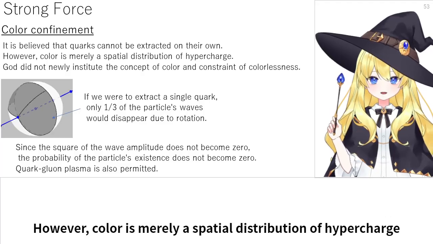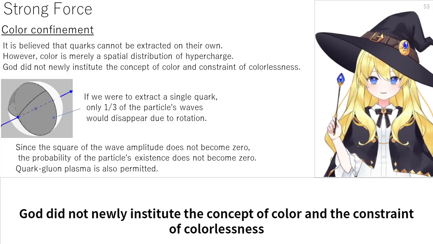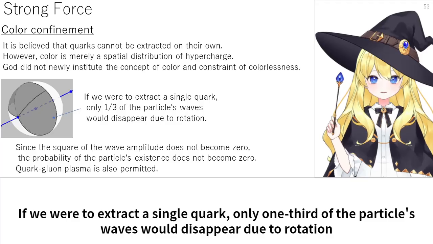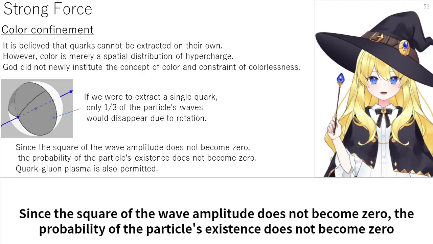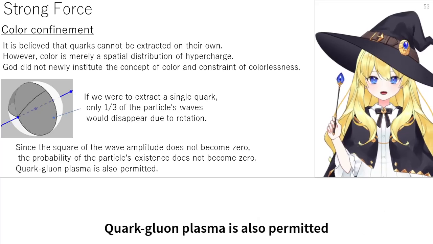However, color is merely a spatial distribution of hypercharge. God did not newly institute the concept of color and the constraint of colorlessness. If we were to extract a single quark, only 1/3 of the particle's waves would disappear due to rotation. Since the square of the wave amplitude does not become 0, the probability of the particle's existence does not become 0. Quark-gluon plasma is also permitted.